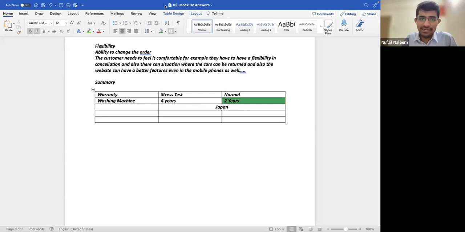That is the reason. China doesn't do it. They don't do stress testing. If they say 1 year, it means the product will last for 2 months, and then everything is out. The reason is there is no stress testing.